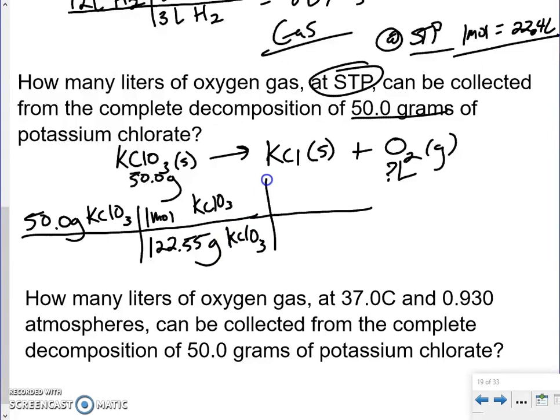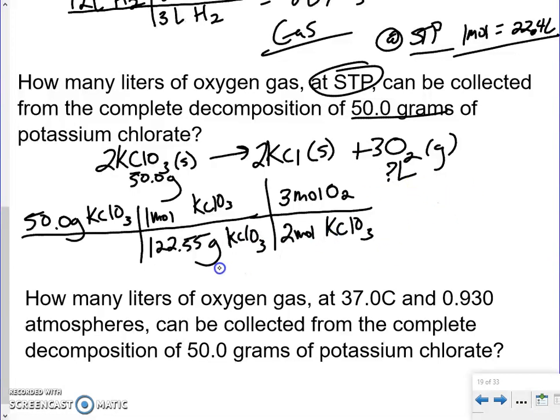From there, we are trying to get into moles of oxygen, and I forgot to balance this, so let's just jump back up here and balance it. I have 3 oxygens on one side and 2 on the other, so I know it's going to go to 6, so 2 and 3, and 2 here to get our potassiums balanced. So for every 2 moles of potassium chlorate, we have 3 moles of oxygen.